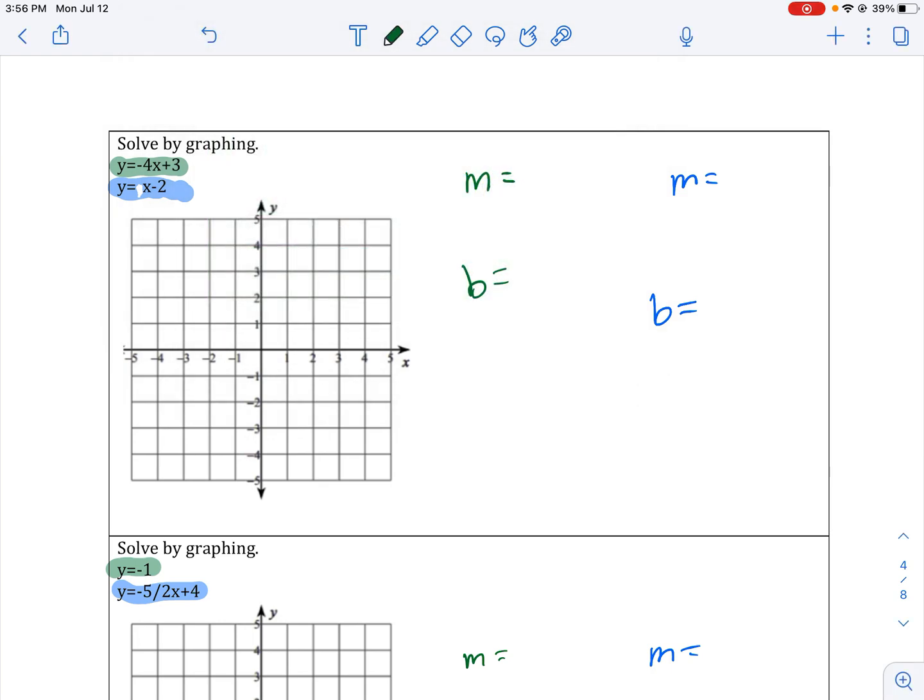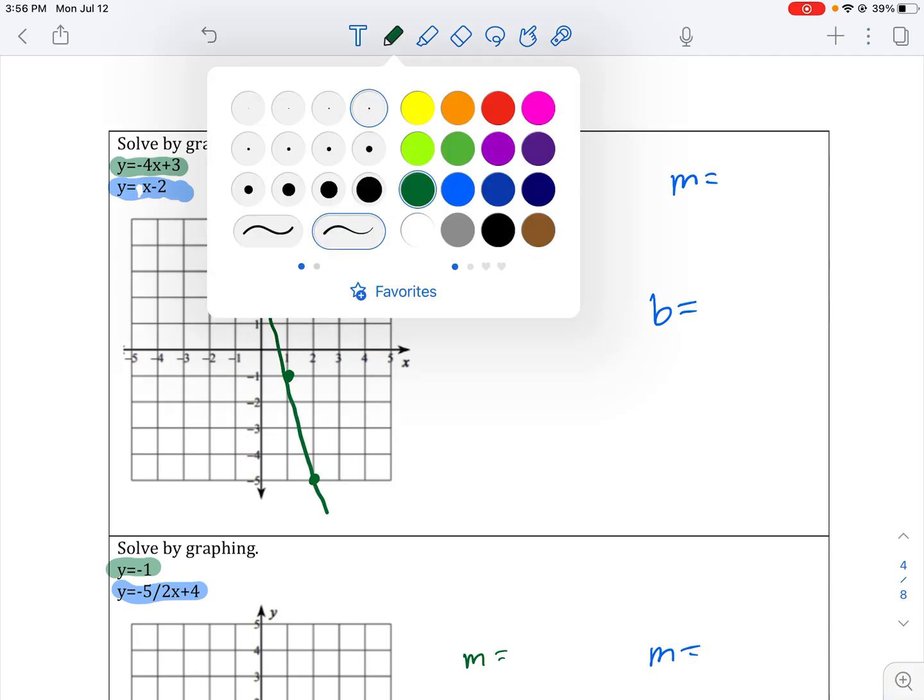All right, here, again, I need to identify my slope as negative 4. I'm going to put negative 4 over 1. My y-intercept of 3, so I start at 3 on the y-axis. From here, I go down 4, and then to the right 1. I can do that again, since I have room, just to make my dots all in a line.